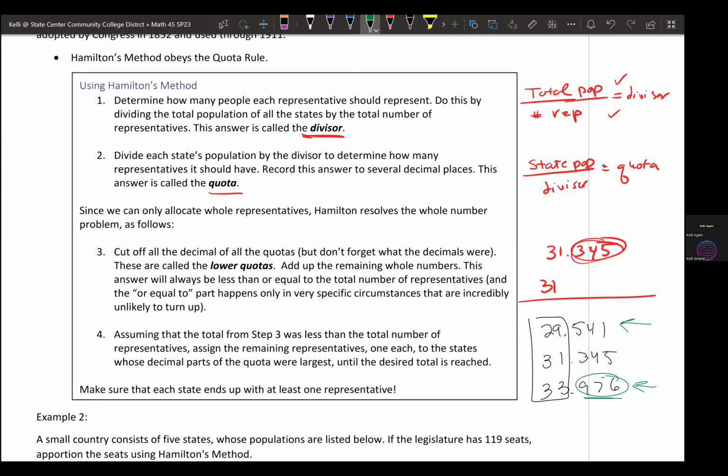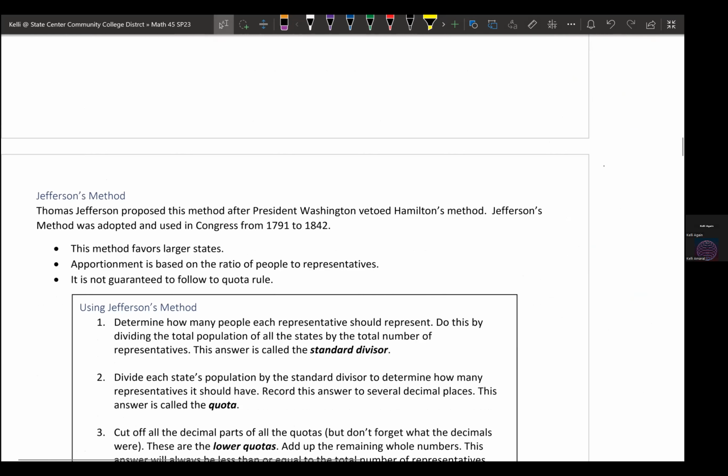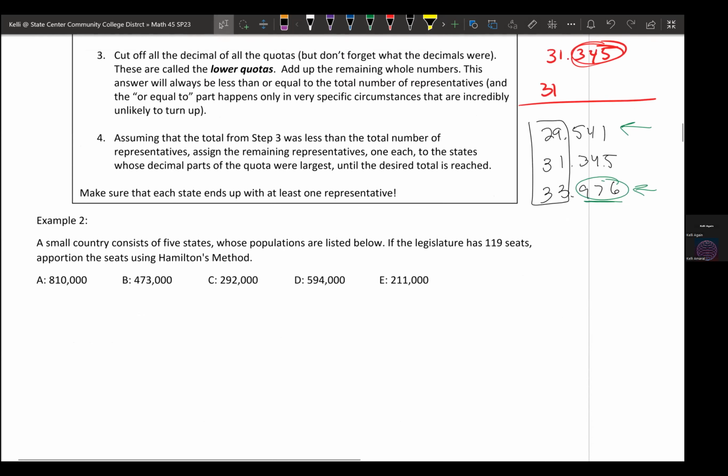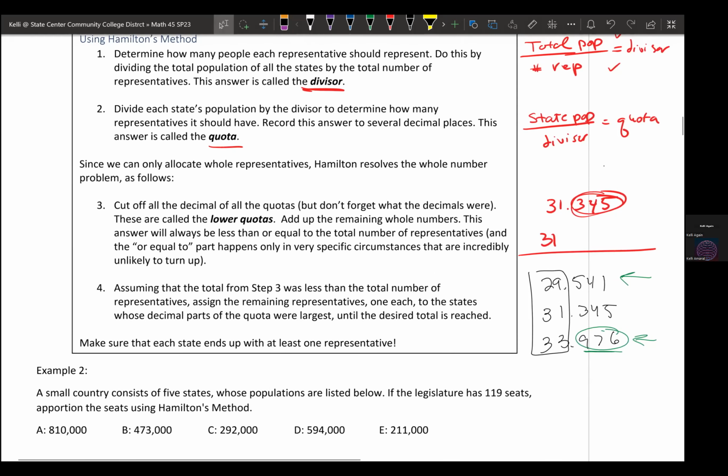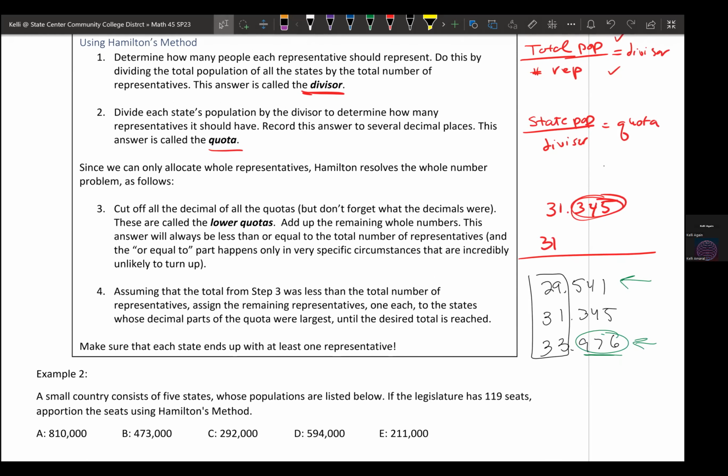So not too bad. Shall we do an example? Let me see. Okay, just one example. I'll start here because I got to know what I'm doing. Example 2. A small country consists of 5 states whose populations are listed below. State A has 810,000, state B has 473,000, state C has 292,000, state D has 594,000, and state E has 211,000.